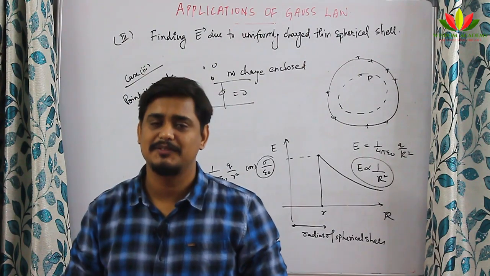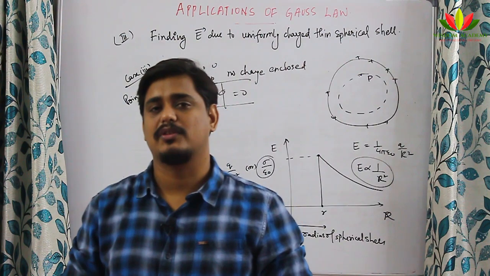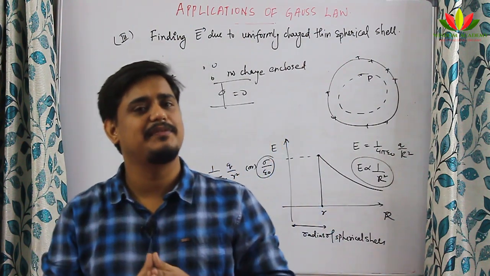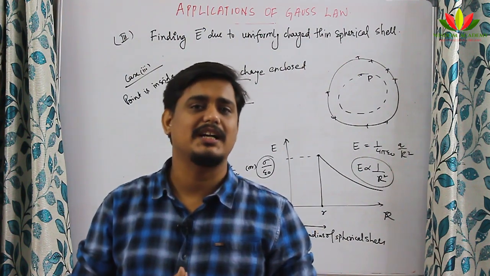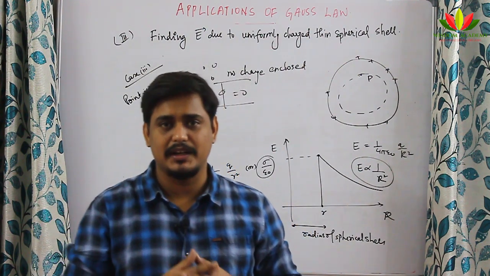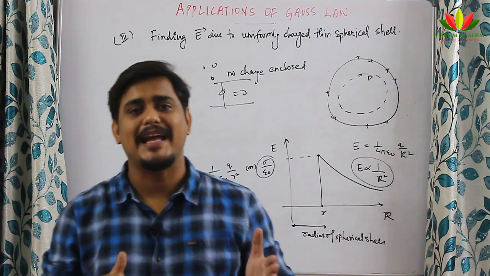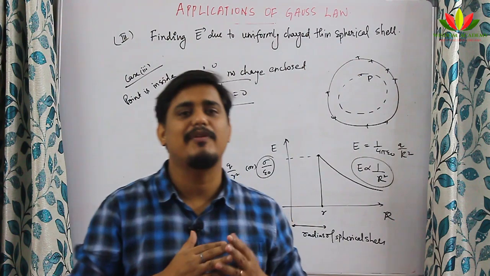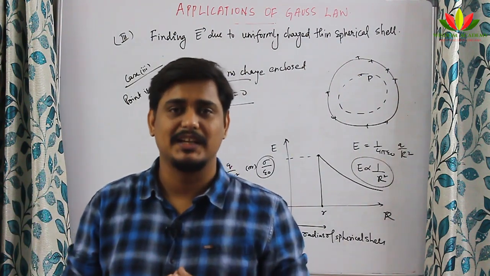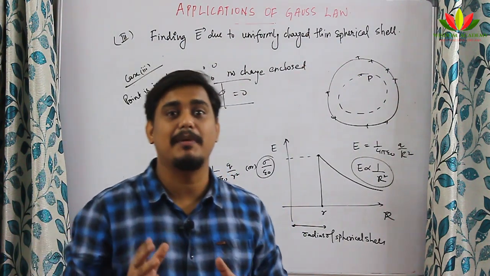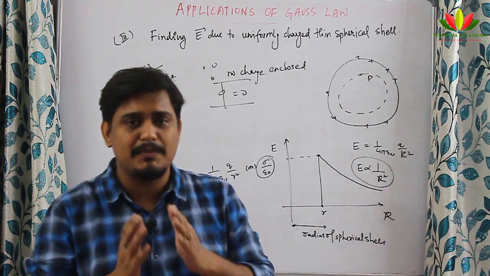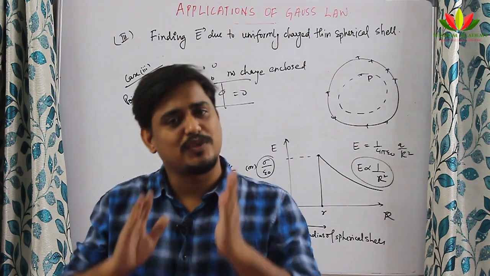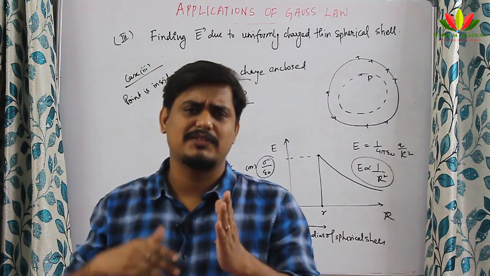So in today's class we saw the application of Gauss law. What we learned: the first application was finding the electric field due to an infinitely long charged wire, and we found the value of the electric field to be lambda by 2 pi epsilon naught r. Then we found the electric field due to an infinite plane sheet which is uniformly charged, and found it to be sigma by 2 epsilon naught. Using that case, we made two subcases where we found the electric field for two sheets, both positively charged, and one positive and one negative.